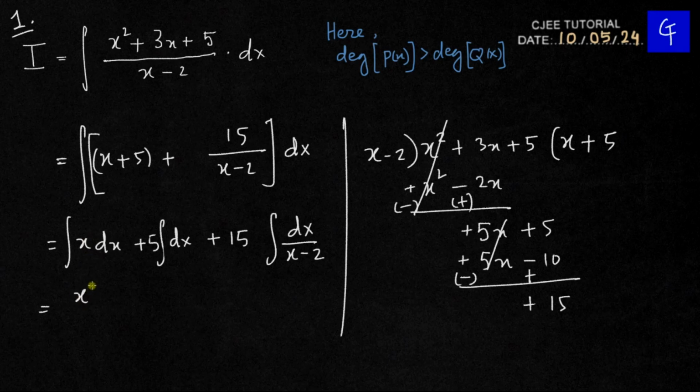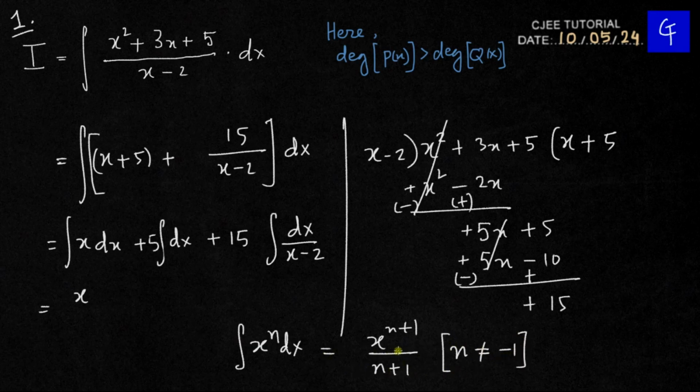We are going to use this method, the integration of x to the n when n is not equal to minus 1. We can write it as this, when n is not equal to minus 1. This is what we are going to use here. If there is nothing, that means there is 1. So the integral is nothing but x, because if we differentiate x with respect to x, we get 1.